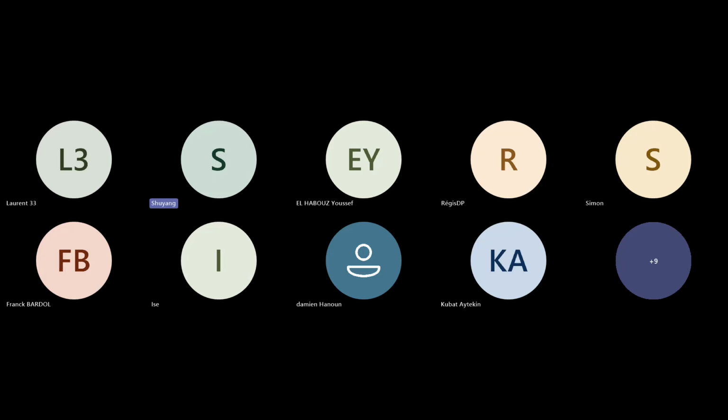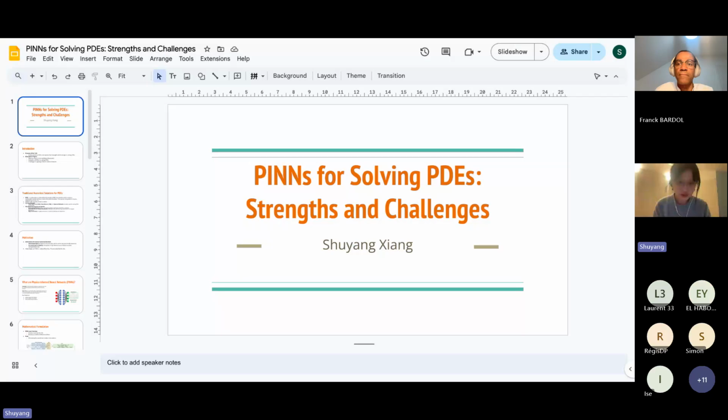So, as introduced by Frank, today's talk will be about PINN, physics-informed neural networks, a methodology designed to solve partial differential equations. This presentation will be rather basic. I will introduce the fundamental concepts, the definitions of the method, what it can do, and its possible difficulties when treating some specific problems.